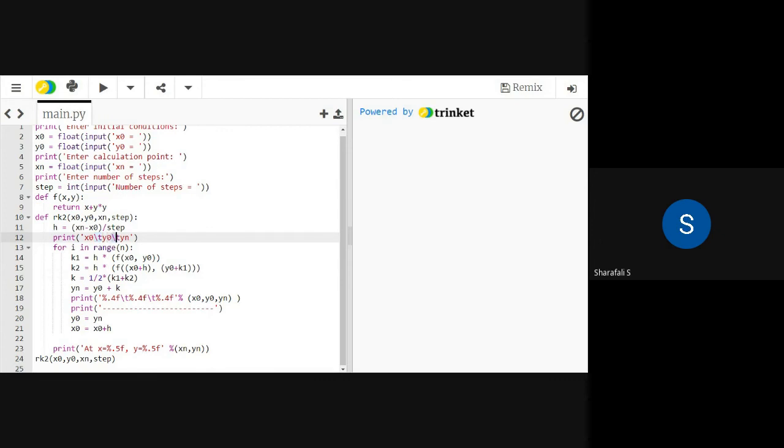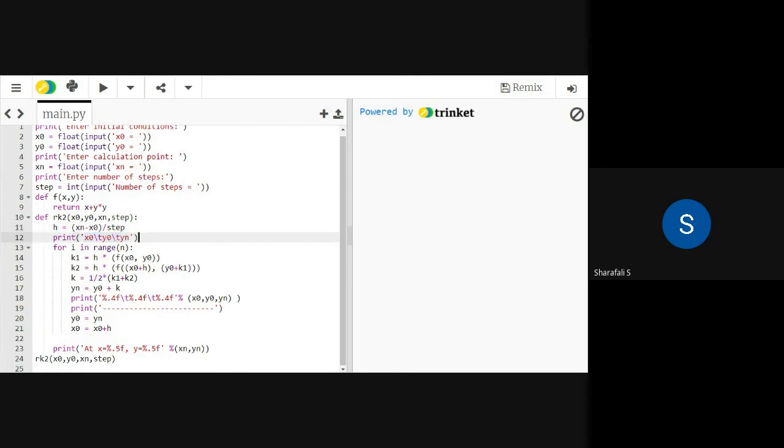so this is for spacing, slash t, and y0 again slash t. So it will provide some tab space, and then yn. Okay, so it will be like x0, some space, y0, some space, and then yn. In that way it will print.